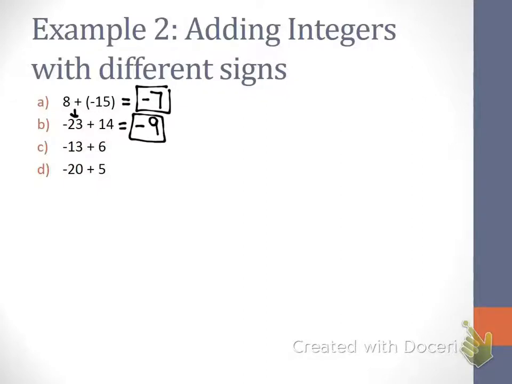All right, I want you to go ahead and do the last two. What's negative 13 plus 6? 19. Nope, negative 7. Different sign, subtract and take. All right, don't just look at that addition sign and think you add, okay? Subtract and take. All right, what about negative 20 plus 5? Negative 15. Very good.